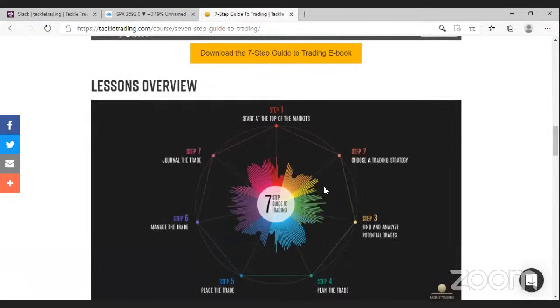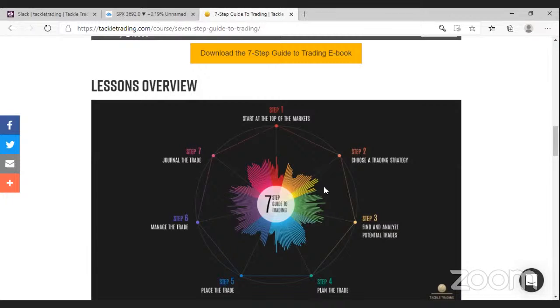One, it'll help you get to know what I call the Tackle Trading way, right? No two traders are exactly the same. We're all going to have our own personal risk tolerance, entry rules, things of that nature. But I think at the foundational level, we can work with what works, right? And that's really what we're doing over here in the 7-step guide to trading, starting at the top of the markets, taking that top-down approach.